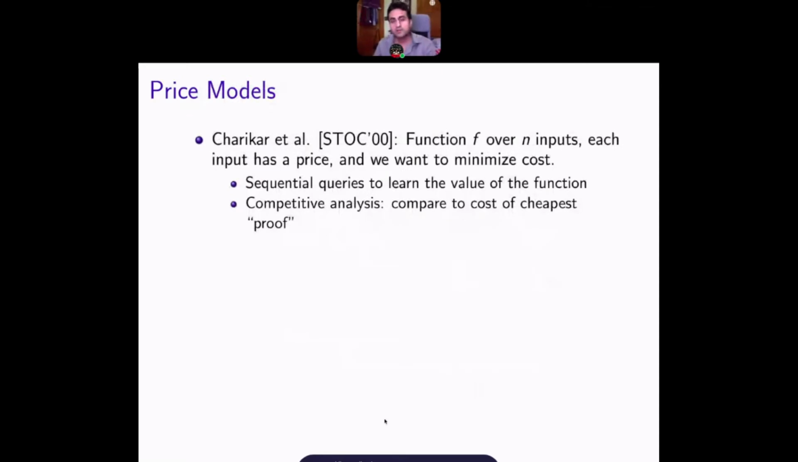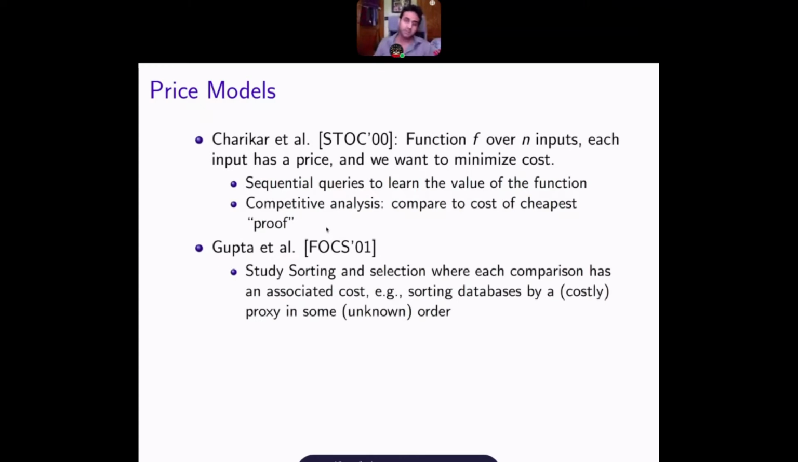The main paper studying this was by Charikar et al. in STOC 2000. They said, let's say you have a function f over some n inputs. Each input has a price, and we want to minimize the total cost required to evaluate the function. You can query the inputs sequentially, and they did a competitive analysis, which compares to the cost of the cheapest proof. Their problem was very general. Next, Gupta et al. and Fox studied sorting and selection.